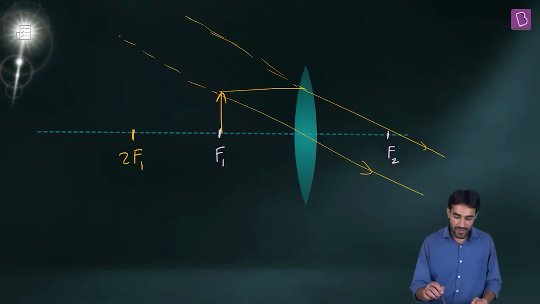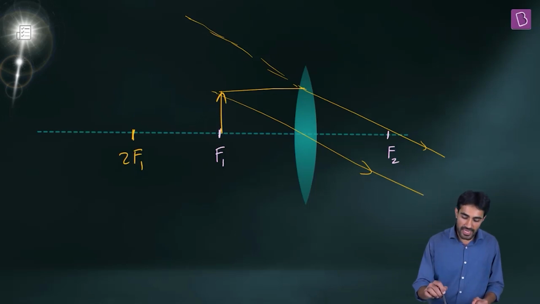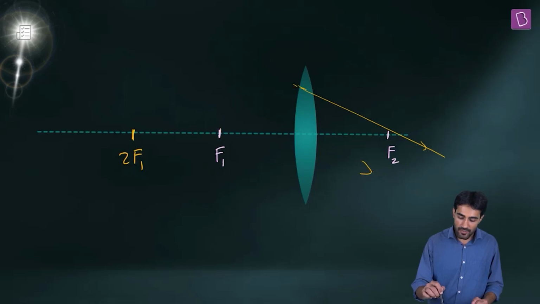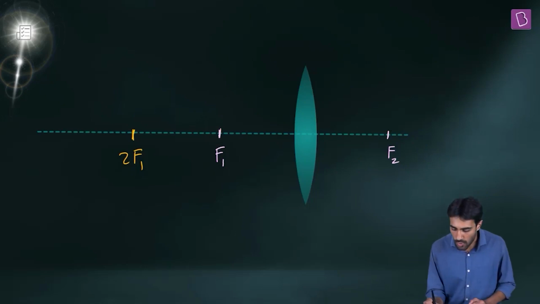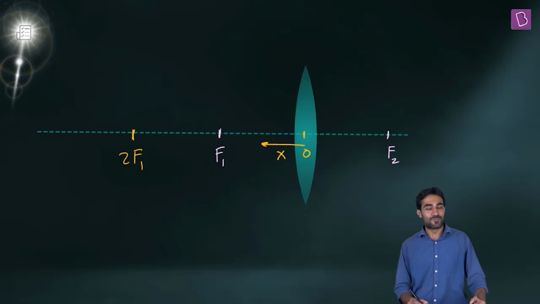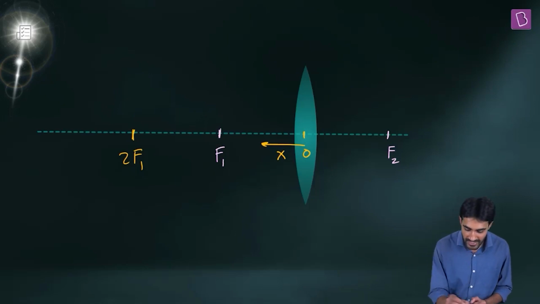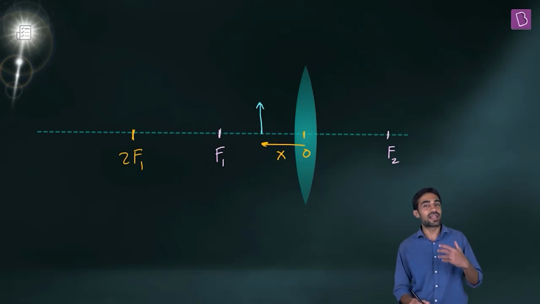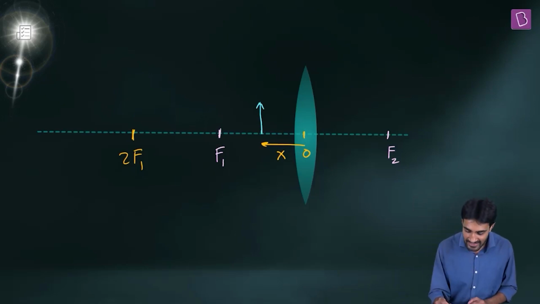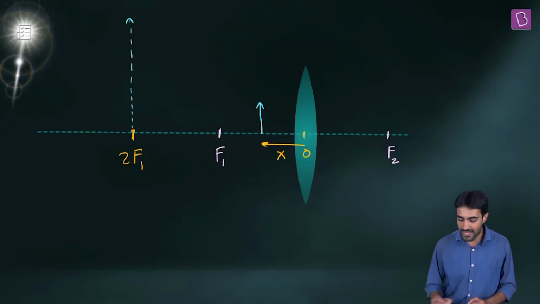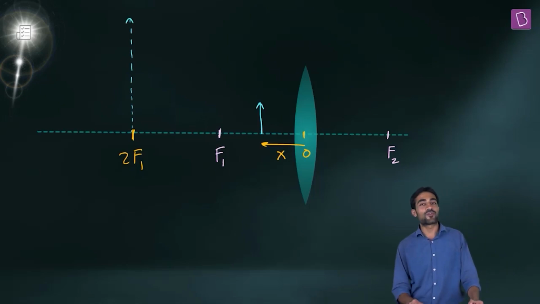Now suppose we want our image in between 2f1 and f1. Where should we place the object? You will say, well, let's suppose our object was at distance x from the optical center O. So this is the location of our object. This is our beautiful object at a distance x. And when the object was at distance x from the optical center, then we can see the image is formed at 2f1. Nice, nice.